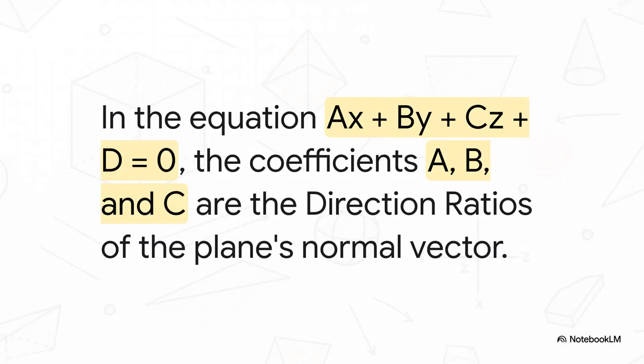And this all connects right back to the standard equation for a plane. You've probably seen it: ax plus by plus cz plus d equals 0. Well, those first three numbers, the a, b, and c, aren't random at all. They are literally the direction ratios of the plane's normal vector. So the tilt of the plane has been hiding in plain sight this whole time, right inside its own equation.